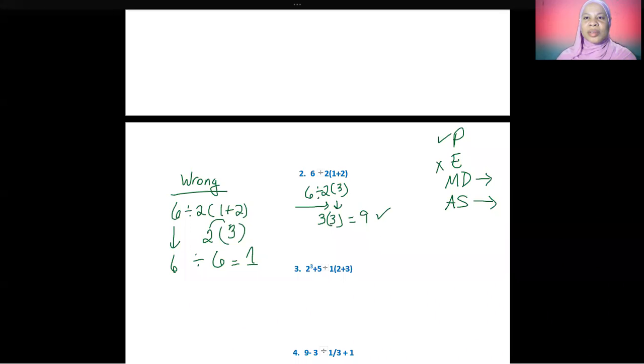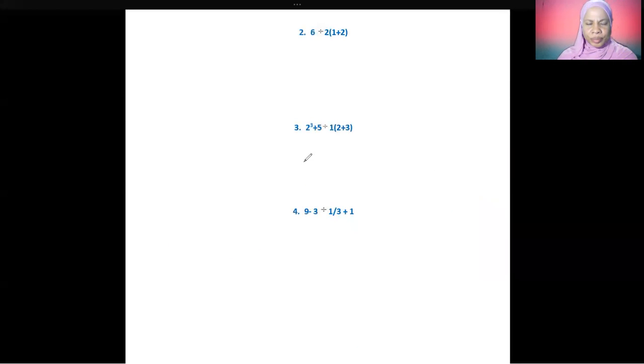Okay, and I'm going to erase this really quick. Excuse me. Now we're going to do 2 to the 3rd power, or 2 cubed, plus 5 divided by 1 times the quantity of 2 plus 3.